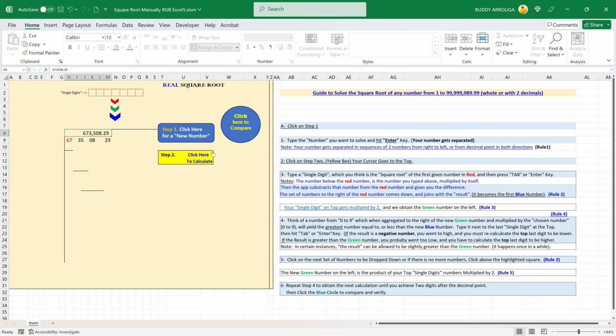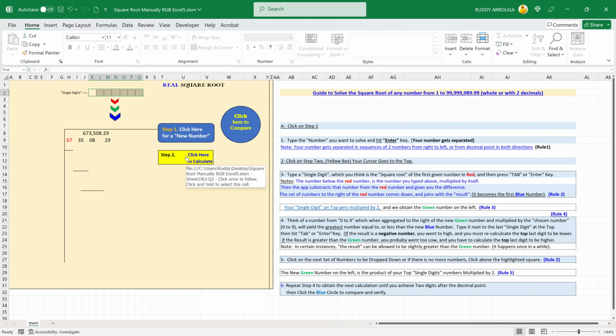All right. Now, let's go to step number 2, which is to click on the yellow rectangle over here. It takes our cursor to the top area where it says single digits. That's the area where we have to type or input our numbers to be calculated for our square root. Good, let's go to step number 3. Type a single digit which you think is the square root of the first given number in red and then press tab or enter key. This is the first number given in red. It happens to be 67 and we are going to type on top the square root of that number.